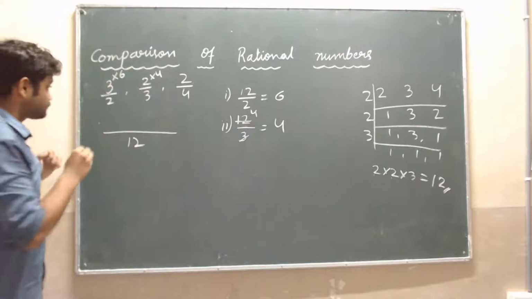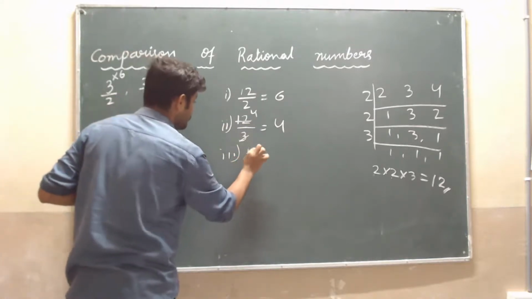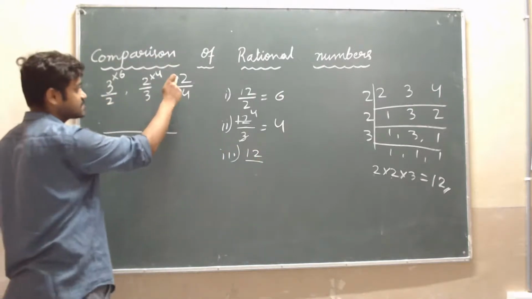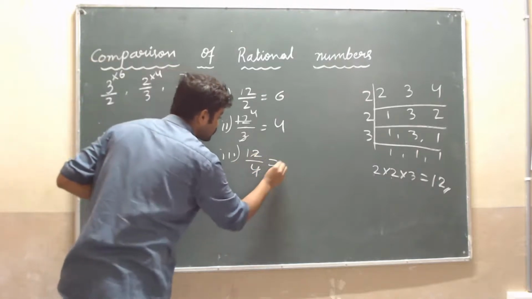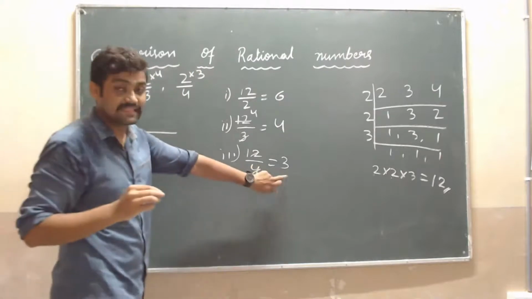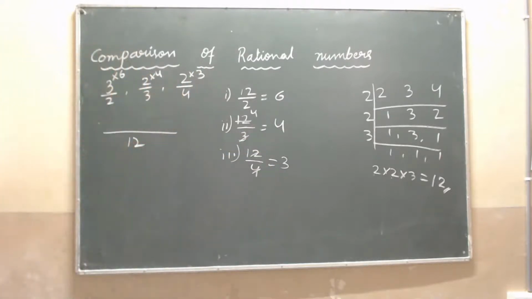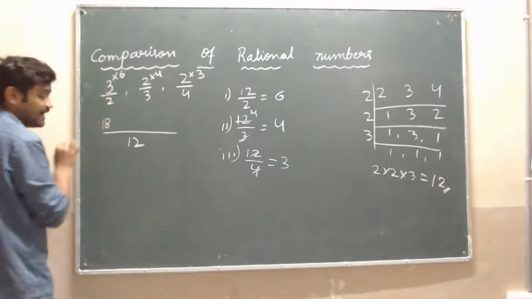Yes. The third one we have is 2 by 4. The LCM is 12, and what is the denominator here? 4. 4 threes are 12. Then we have to multiply the numerator by 3. The numerator of the third one, write it here: 6 threes are 18.